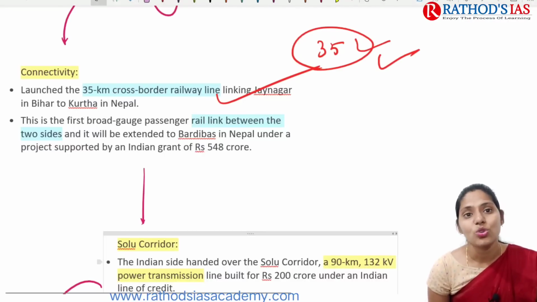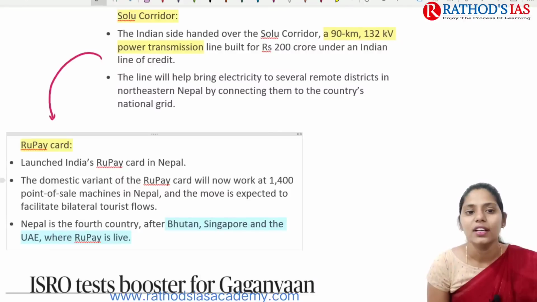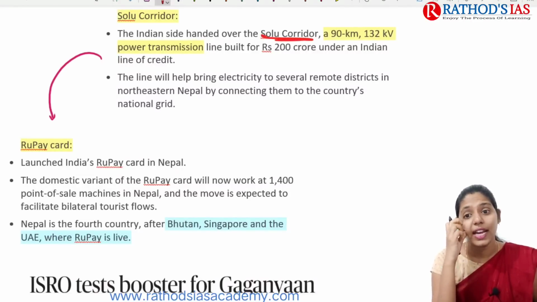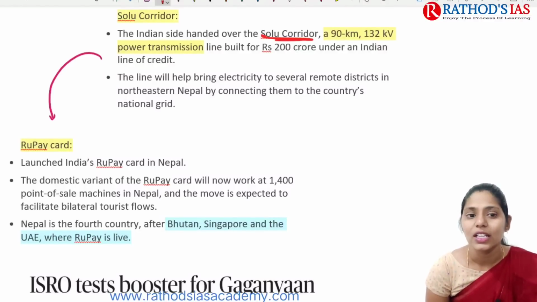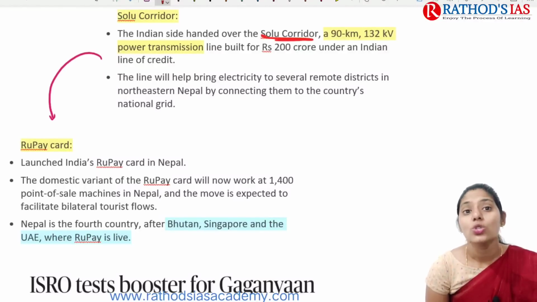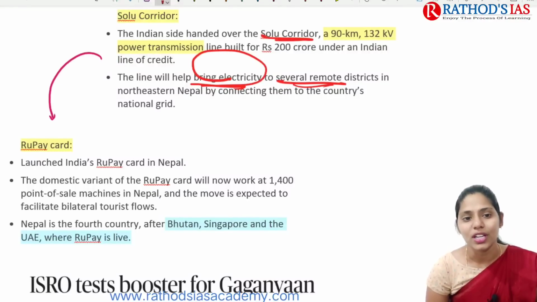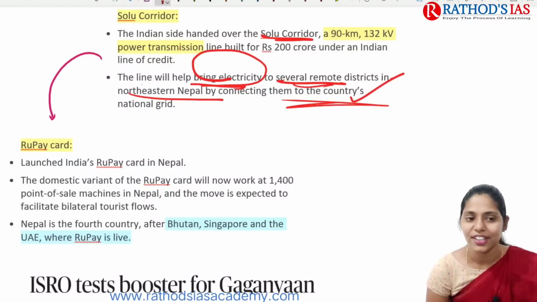The next one is about the Solu corridor. In this Solu corridor, the Indian side is handing it over. This corridor is a 90 kilometer, 132 kilovolt power transmission line, built for rupees 200 crores under an Indian line of credit. This line will also help bring electricity to several remote districts in northeastern Nepal, and we are going to connect them to the country's national grid as well.